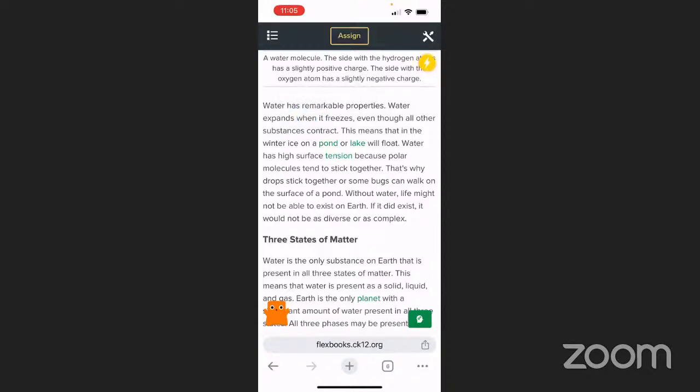Water has remarkable properties. Water expands when it freezes, even though all the other substances contract. This means that in the winter, ice on a pond or lake will float. Water has high surface tension because polar molecules tend to stick together. That's why drops stick together, or some bugs walk on the surface of a pond. Without water, life might not be able to exist on Earth. If it did exist, it might not be as diverse or as complex.